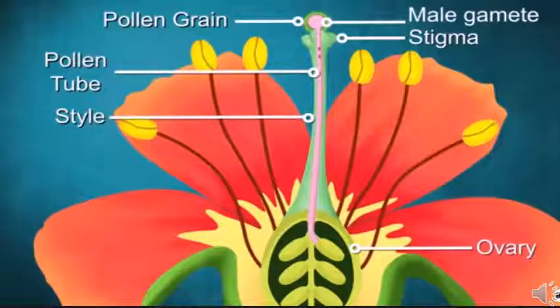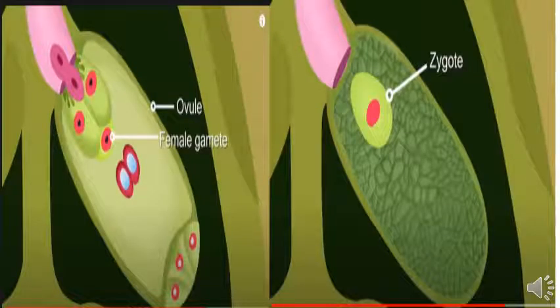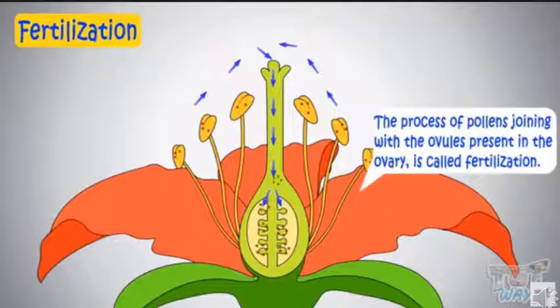Once a pollen grain reaches the stigma of a suitable flower, a tube grows from the pollen grain. This tube travels through the style and reaches the ovary. The male gamete from the pollen travels in the pollen tube and reaches the female gamete present in the ovule in the ovary. After that, male and female gametes fuse together to form a zygote. This process of fusion of male and female gametes is called fertilization.